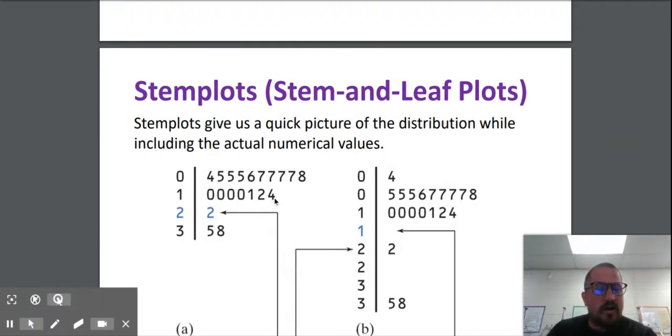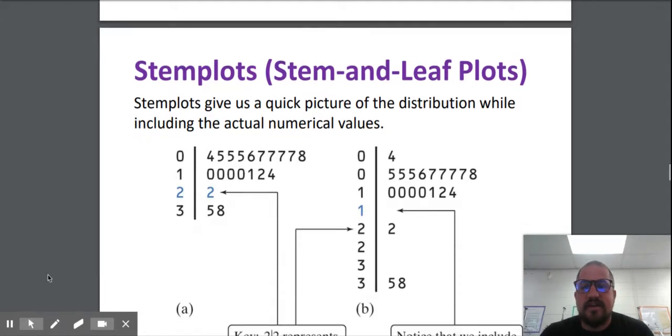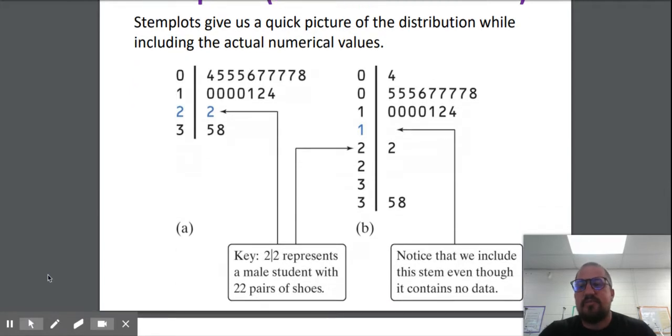Stem plots are our next type of quantitative graph. A stem plot, you may have heard this called a stem and leaf plot before, has the stems on the left side and the leaves on the right. So this is a stem plot with 0, 1, 2, and 3. Basically the 0 | 4 stands for the number 4, and the 3 | 8 would stand for the number 38. And it tells us in the key what the numbers represent.